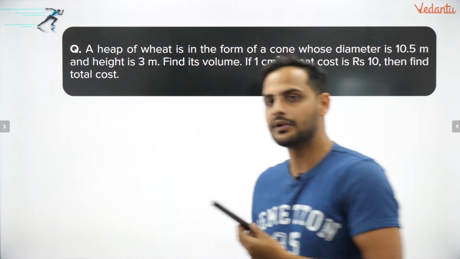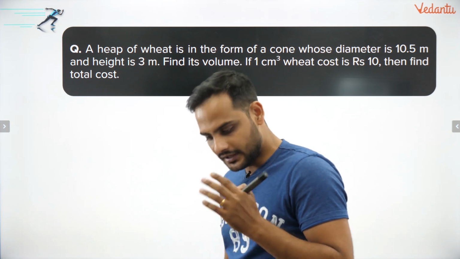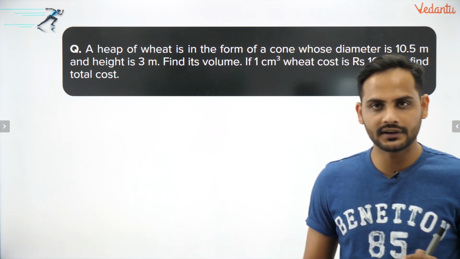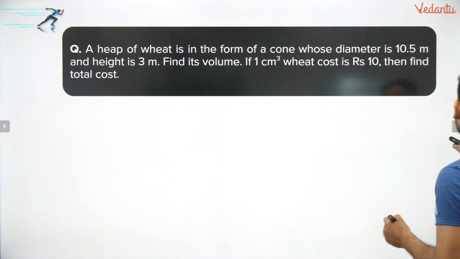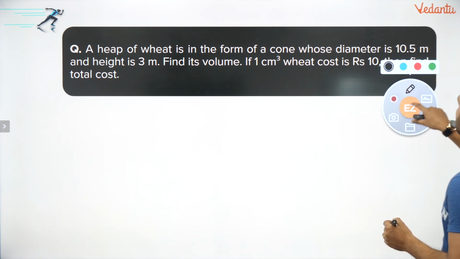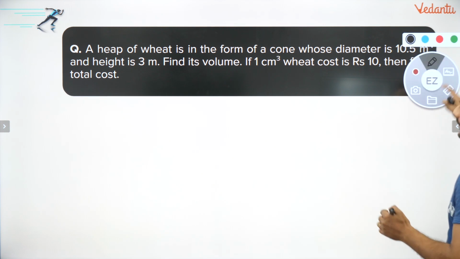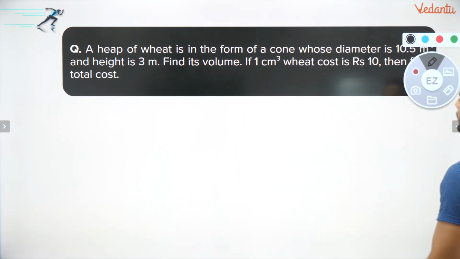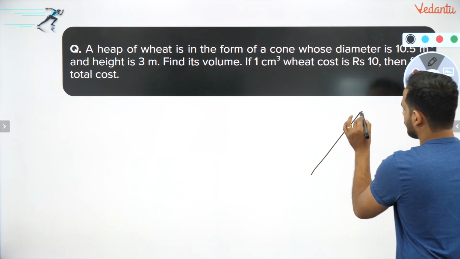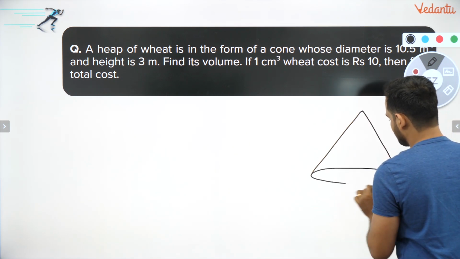So this is how you have to understand that the material present inside any object is equal to its volume. So I can say the heap of wheat. Heap means the dhir, like a stock or pile you have made. So the heap of wheat is in the form of a cone. Okay sir, this is in the form of a cone. Very good, no problem.